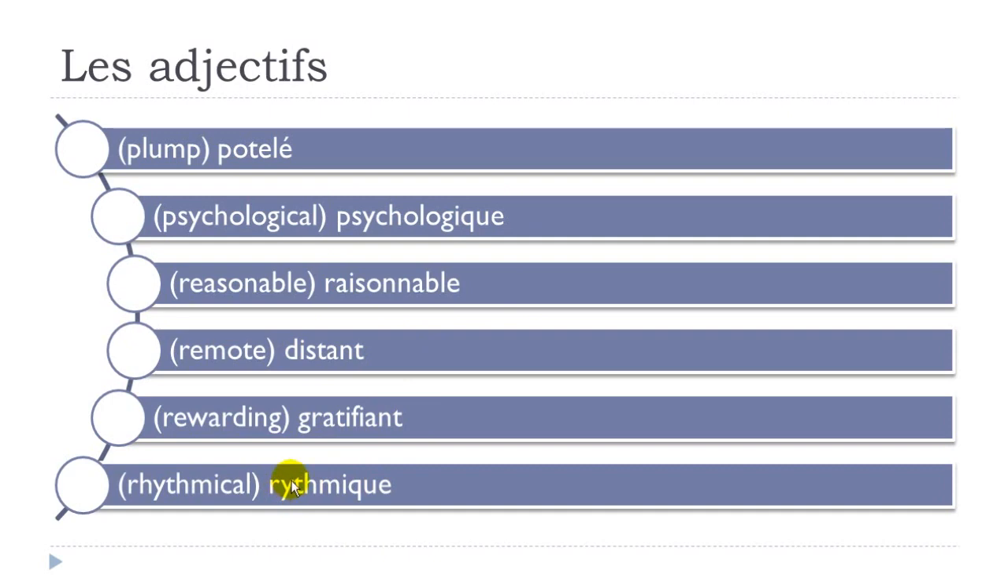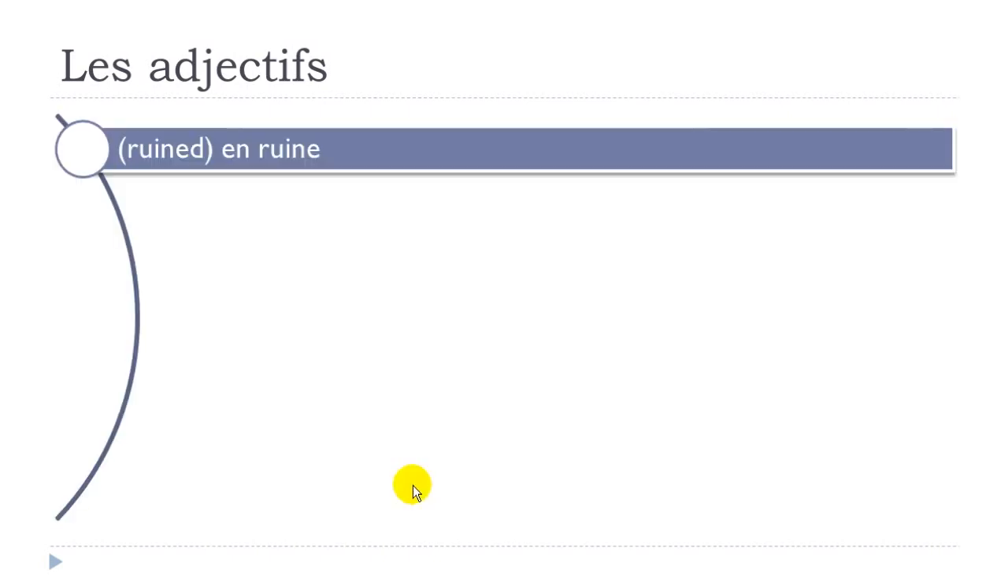Rythmique. Remember, Y pronounced like E and then H doesn't exist. Rythmique. En ruine. Don't pronounce the final E. Ruine.